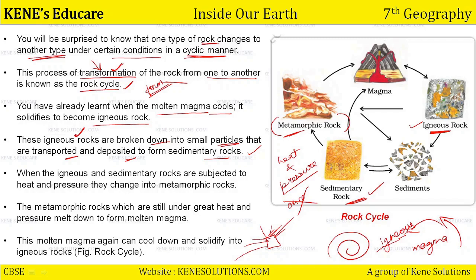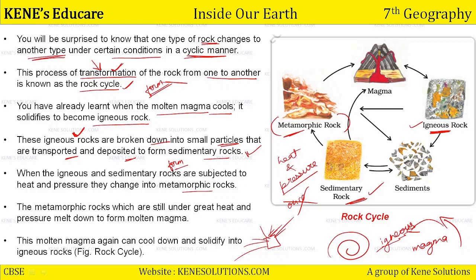Though at some other place, किसी और जगह पे जाके sedimentary rock बन रहा है, but with the help of an igneous rock, the sediments are making as sedimentary rock. And when the igneous and sedimentary are subjected to heat and pressure, they change into metamorphic rock. ये तो हम लोग पढ़ ही चुके हैं. When igneous and sedimentary rocks go under heat and pressure, they change the form. The rocks change their form and they turn into metamorphic rock.